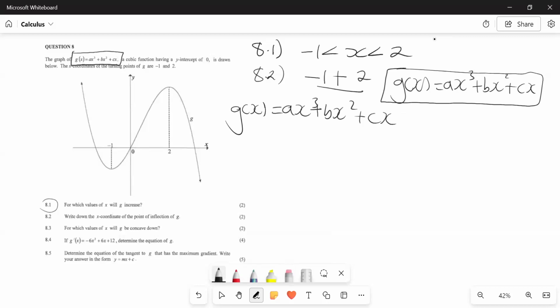And then from there, they gave us g prime, which is equal to -6x squared plus 6x plus 12, right? Perfect.